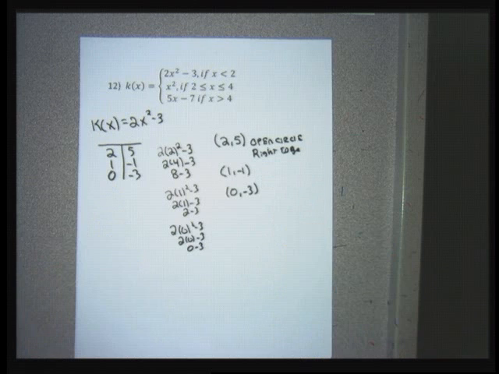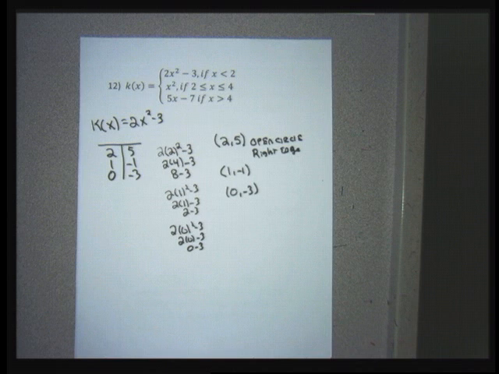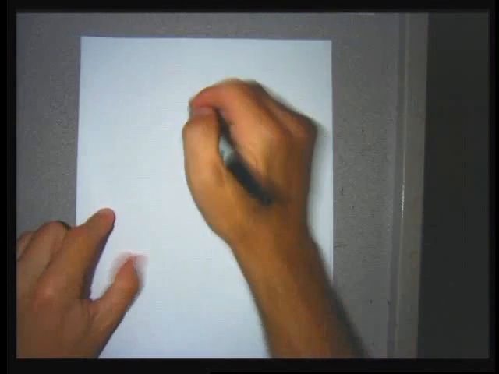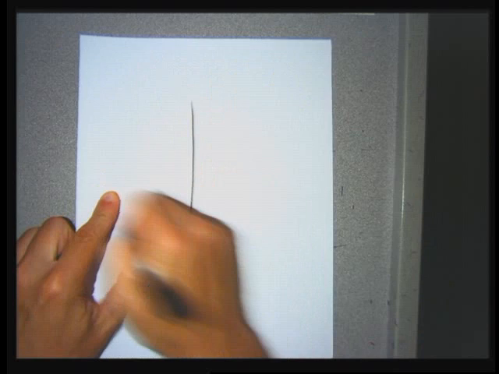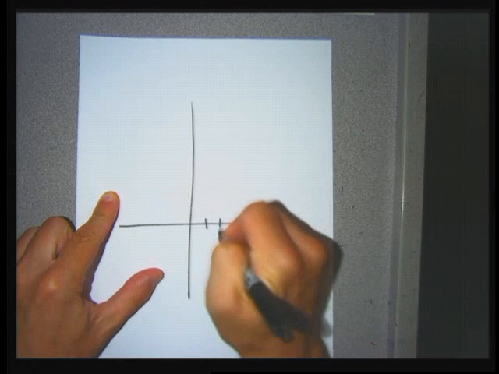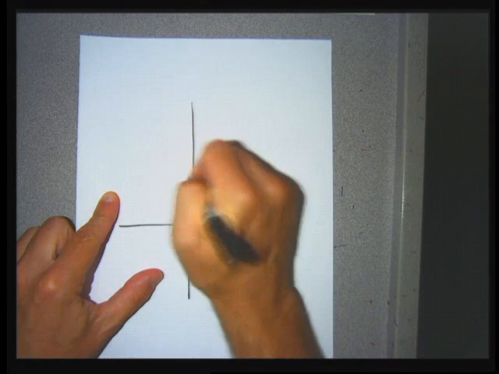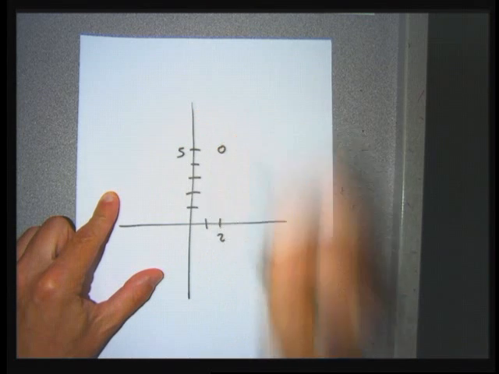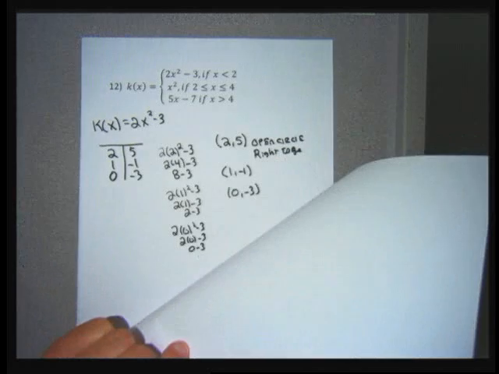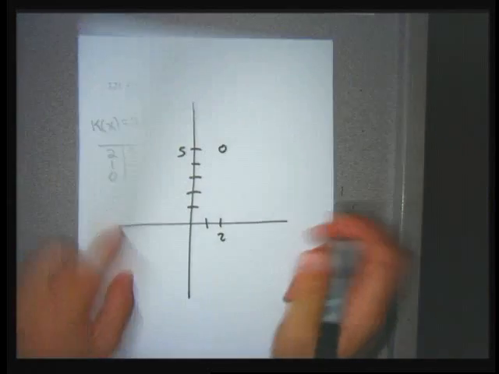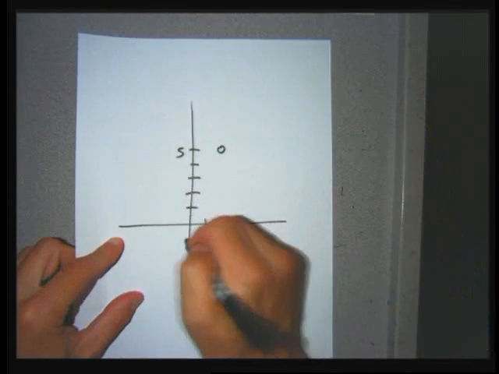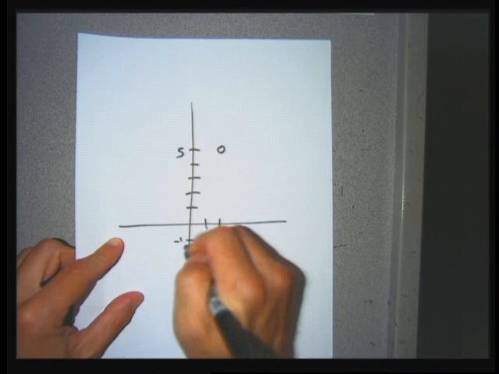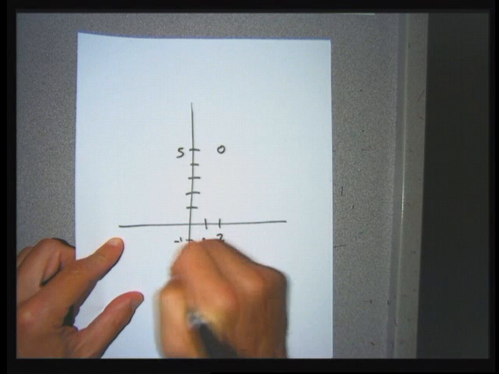I'm going to do this graph on its own sheet of paper so that I have room to show the work. So I'm going to plot those 3 points. Start off plotting the point (2, 5). Open circle, and that's the right edge of that graph. Then I'm going to plot the point (1, -1), and (0, -3). So (1, -1), (0, -3).